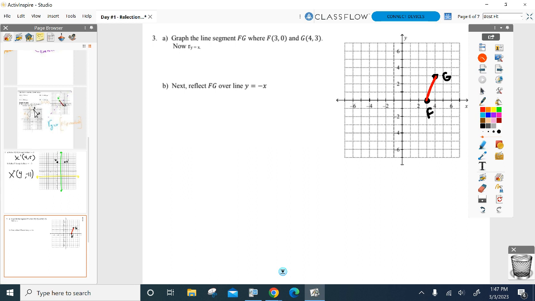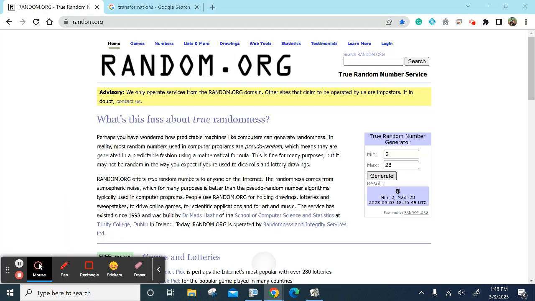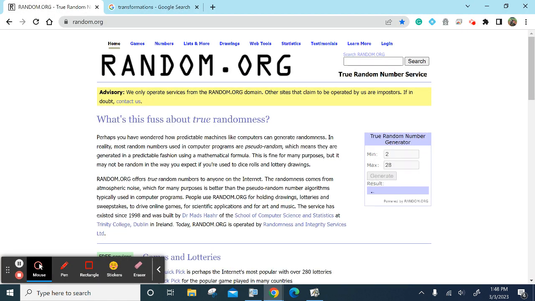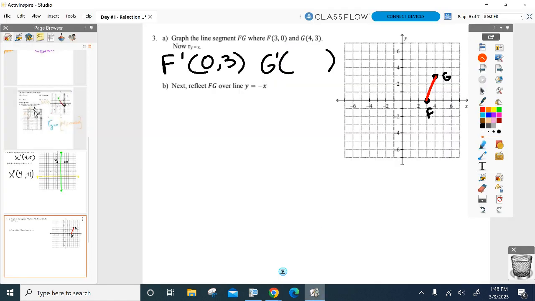I'm not counting. So F prime, G prime. How about F prime when you're ready? 0, 3. Flip them. Remember the rules, flip them. And then how about G prime? 4, 3. That is G. 3, 4. 3, 4. Yep.